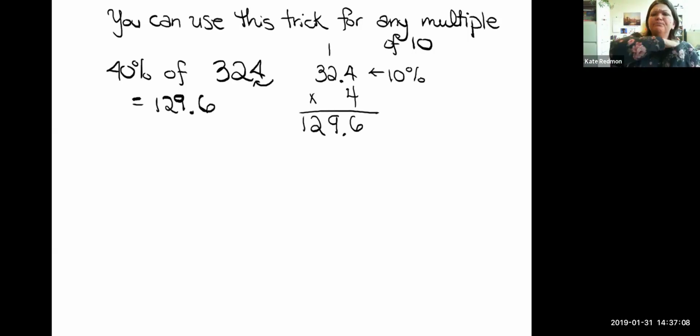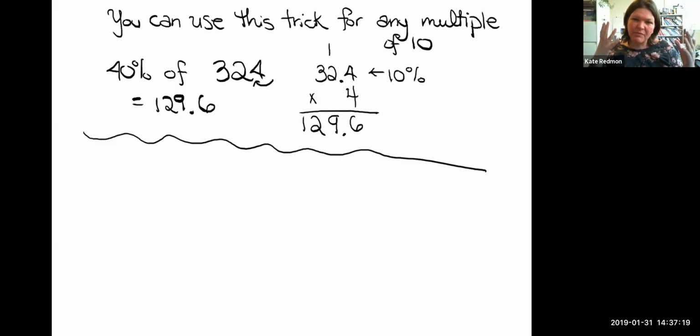Now that being said, this isn't the only way to do this problem. I just like this way for mental math. If I were doing this on scratch paper, I might use another method. But when I'm in the store, this helps me. And a lot of times when I'm in the store, I'm going to approximate. I'm going to round decimals. I probably wouldn't call it 32.4. I'd say it's about $32. 4 times that's about 120. You know, we're doing this for mental math strategies.